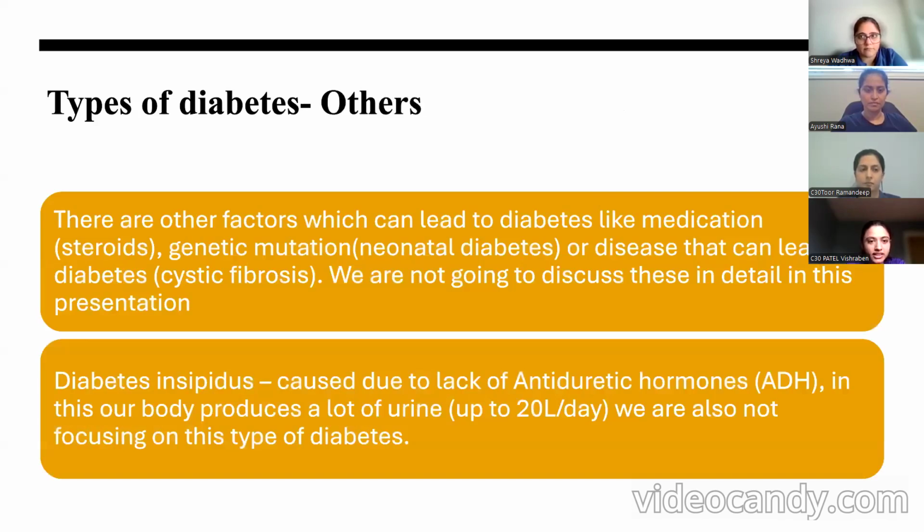Other types: there are other factors which can lead to diabetes, like medication, genetic mutation, or disease. We are not going to discuss this in detail in this presentation. Diabetes insipidus is caused by a lack of antidiuretic hormone. In this, our body produces a lot of urine, up to 20 liters per day. We are also not focusing on this type of diabetes.